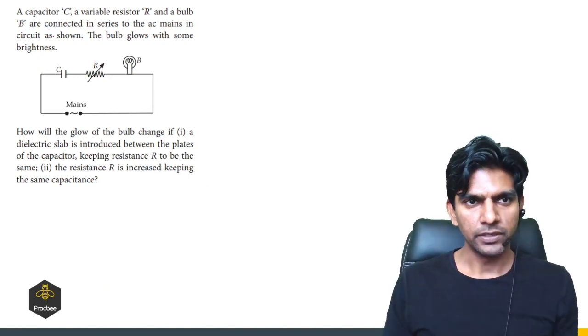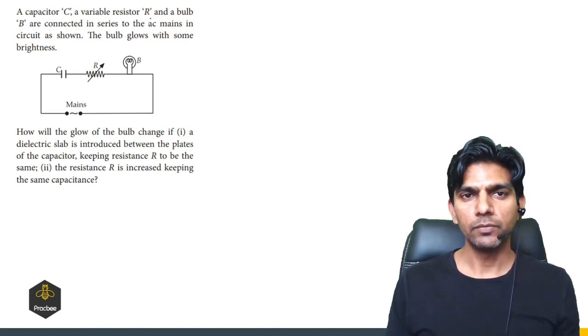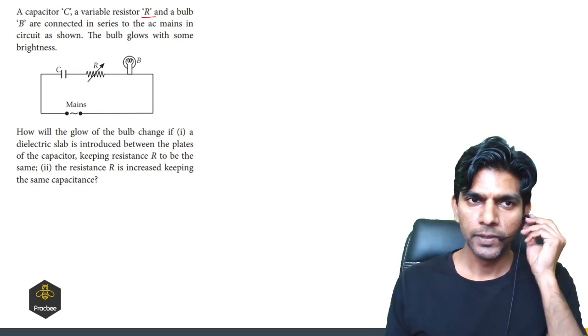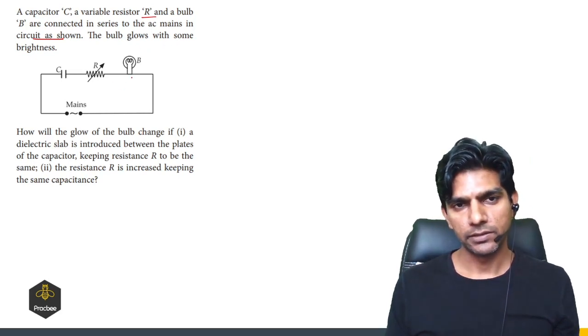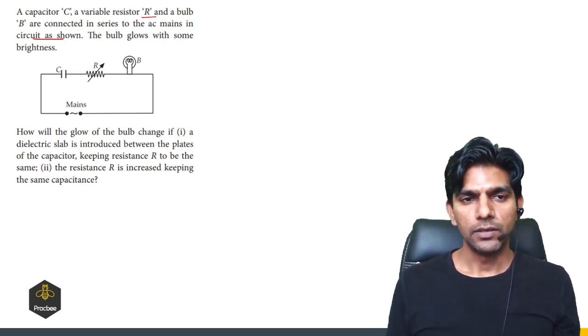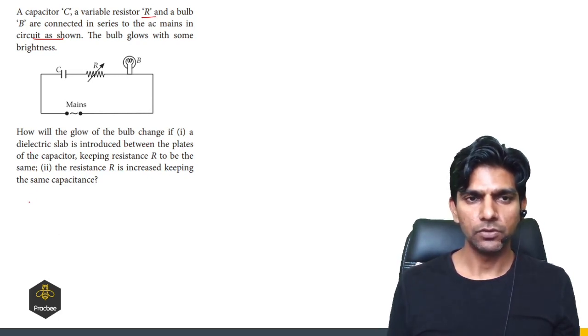So in this case, a capacitor C, a variable resistor R and a bulb B are connected in series to an AC mains in the circuit as shown. The bulb glows with some brightness, right? How will the glow of the bulb change if a dielectric slab is introduced between the plates of the capacitor? Okay, right. So in this particular question, what is the impedance?